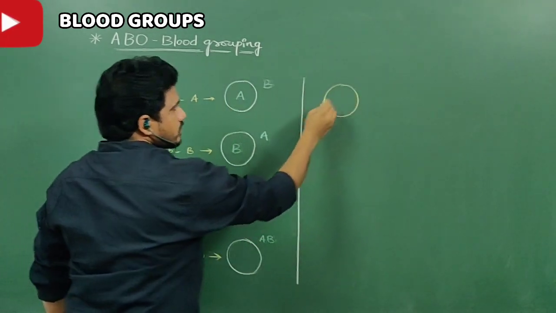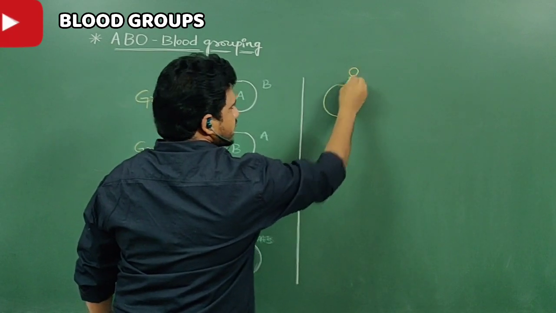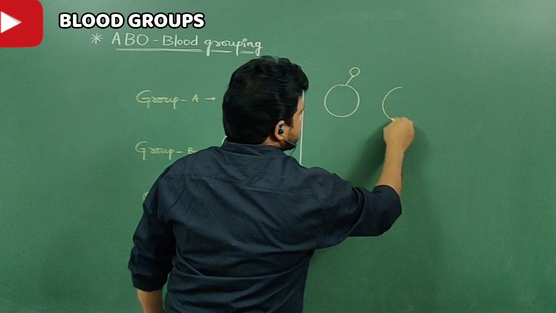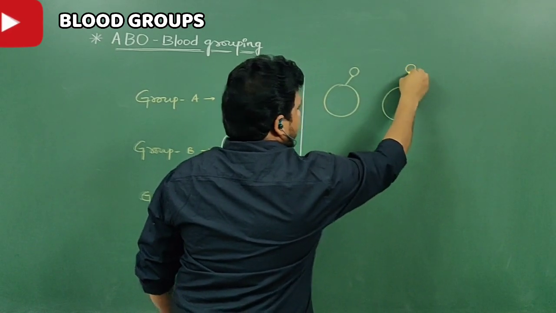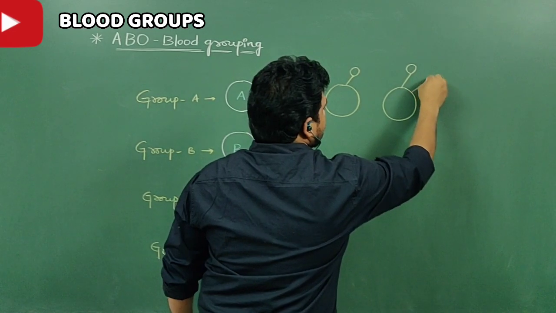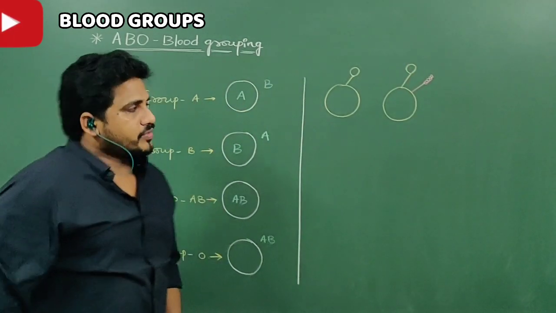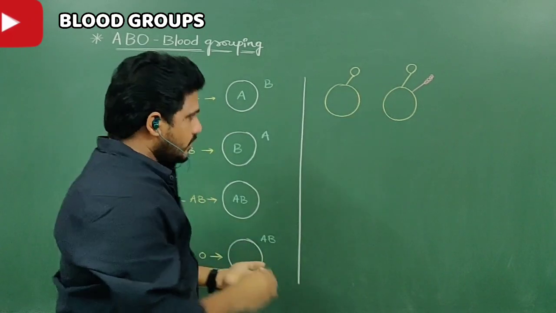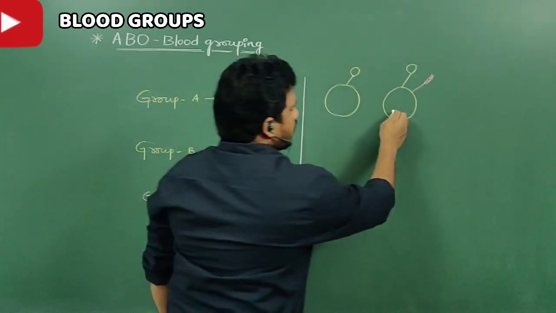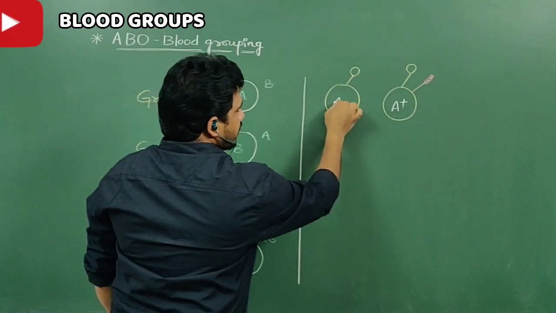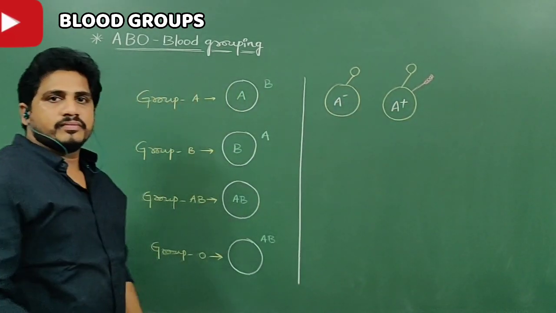A blood group person has antigen A, and this A blood group person also has RH antigen. So this is the RH antigen, and this is antigen A. Then this person is called A positive. This person is called A negative.